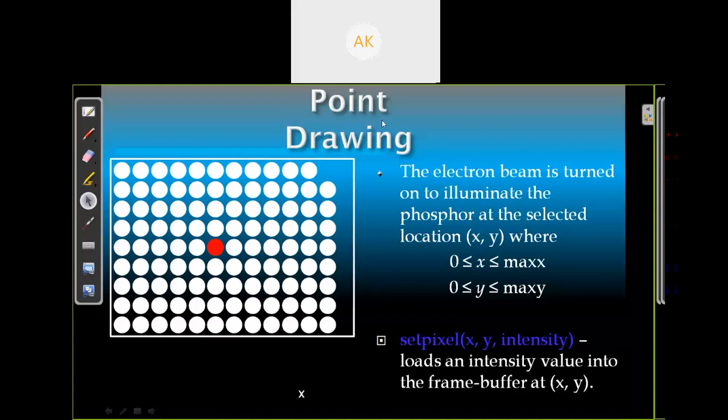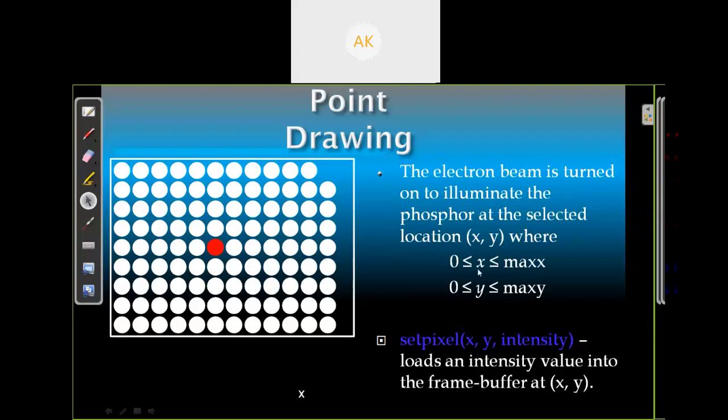So how can we draw a point on our screen? The first primitive is the point. To draw a point, we have to turn on our electron beam where we want to plot the point, to illuminate the phosphor at the selected location x, y. Suppose you want to plot your point at the location x, y. So at x and y, you have to turn on your electron beam.